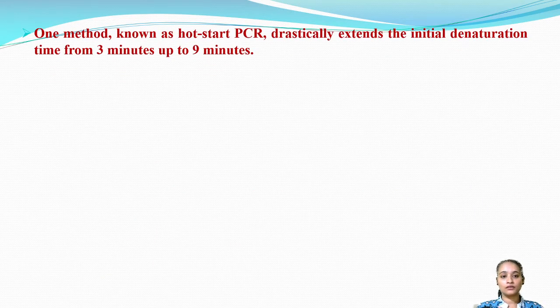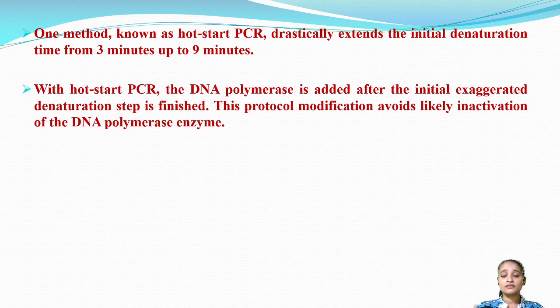So one method known as hot start PCR drastically extends the initial denaturation time from 1 minute or 3 minutes to 9 minutes. With hot start PCR, the DNA polymerase is added after the initial exaggerated denaturation step is finished. So we want to stop this denaturation, and that's why we are adding the DNA polymerase after the initial exaggerated denaturation step is finished. This protocol modification avoids the likely inactivation of your DNA polymerase enzyme.